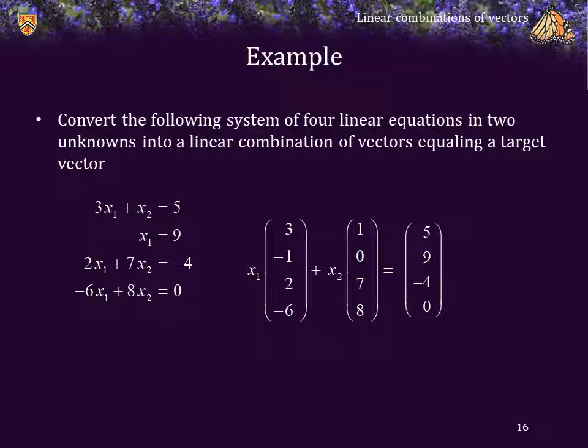Well, in this case, there are no solutions. For example, the second equation tells us that x1 must be negative 9. But if x1 is negative 9, then the first equation tells us that x2 must be 32. Well, negative 9 times 2 plus 32 times 7 is not going to equal negative 4. So there is no solution to the system of linear equations, and there is no linear combination of those two vectors that equals that specific target vector.